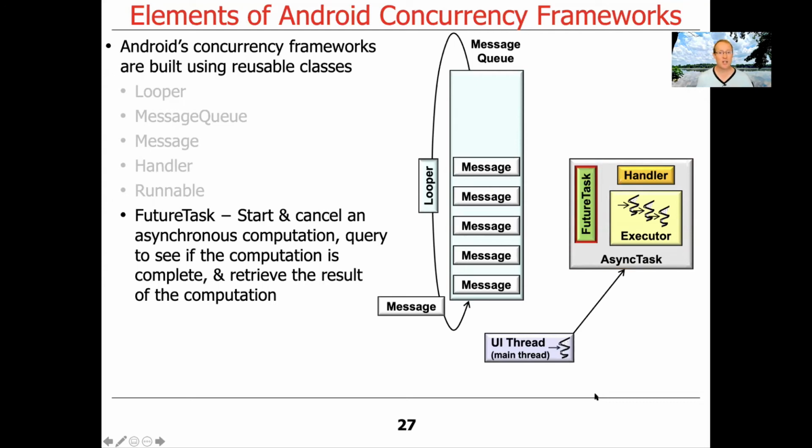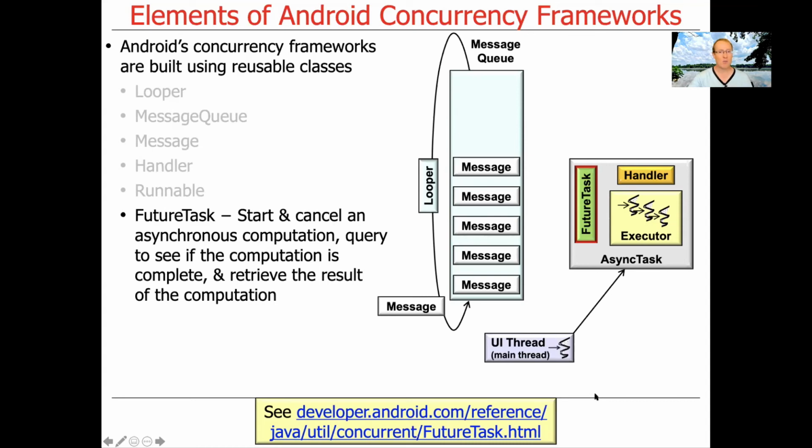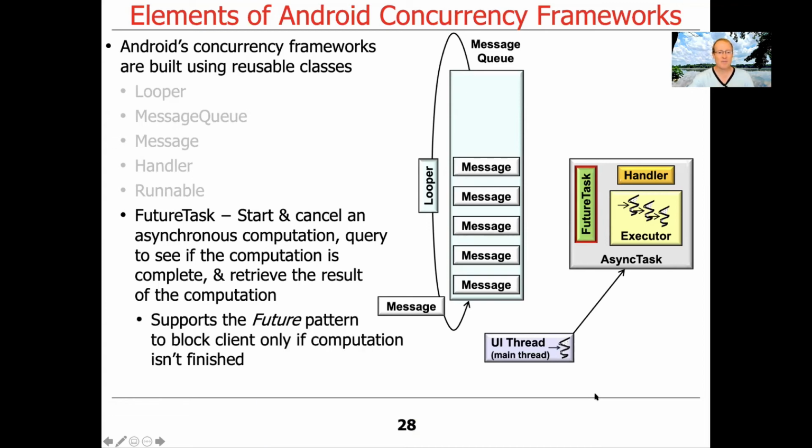One of them is FutureTask. We've talked about FutureTask much earlier, and it's used to start and cancel an asynchronous computation, query to see if the computation is complete or if it's been canceled, and then retrieve the result of the computation if it was not canceled. You can read more about FutureTask here. Again, we had a whole video series on it. If you recall, I used FutureTask to show how to implement one of those atomic check-then-act capabilities like computeIfAbsent that you might find in the ConcurrentHashMap in Java 8 and beyond.